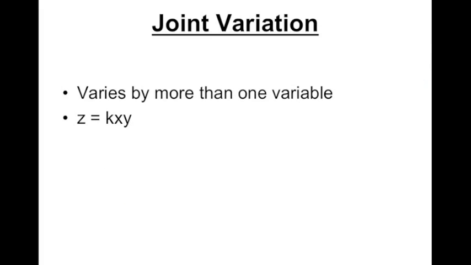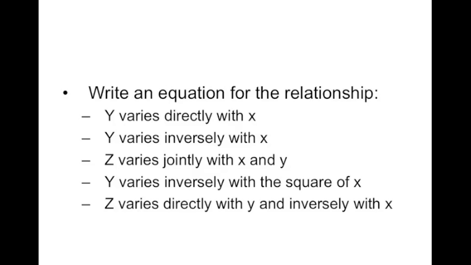Okay, joint variation means that our variables vary by more than one variable. So we're going to bring a z into the problem here, and we're going to say z is equal to k, our constant, times x and y. So we really have three variables here. K isn't a variable, k is a constant, but x, y, and z are all letters. Okay, all variable values that can take on different things. So joint variation means more than one variable involved in it.